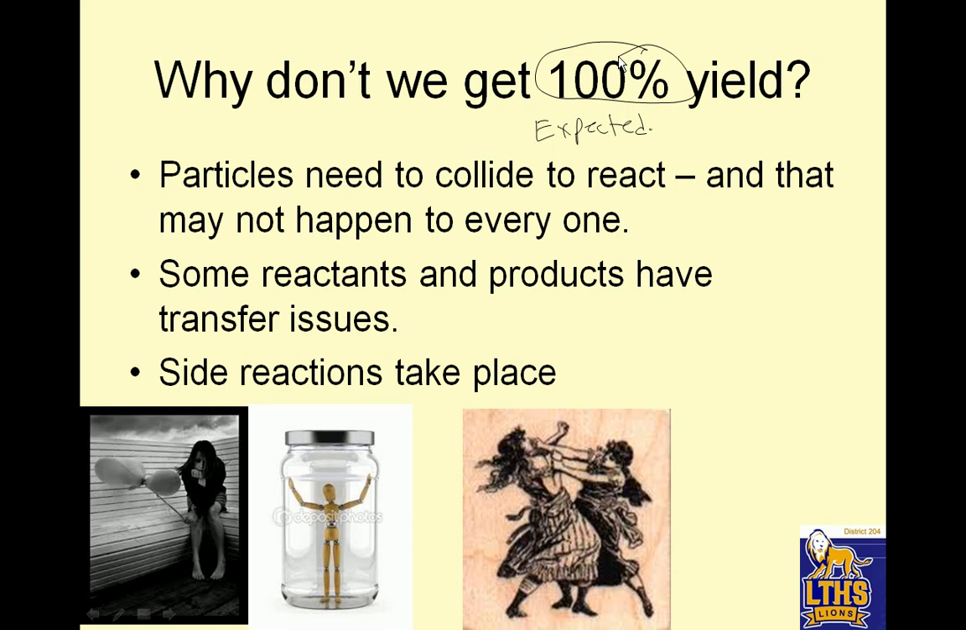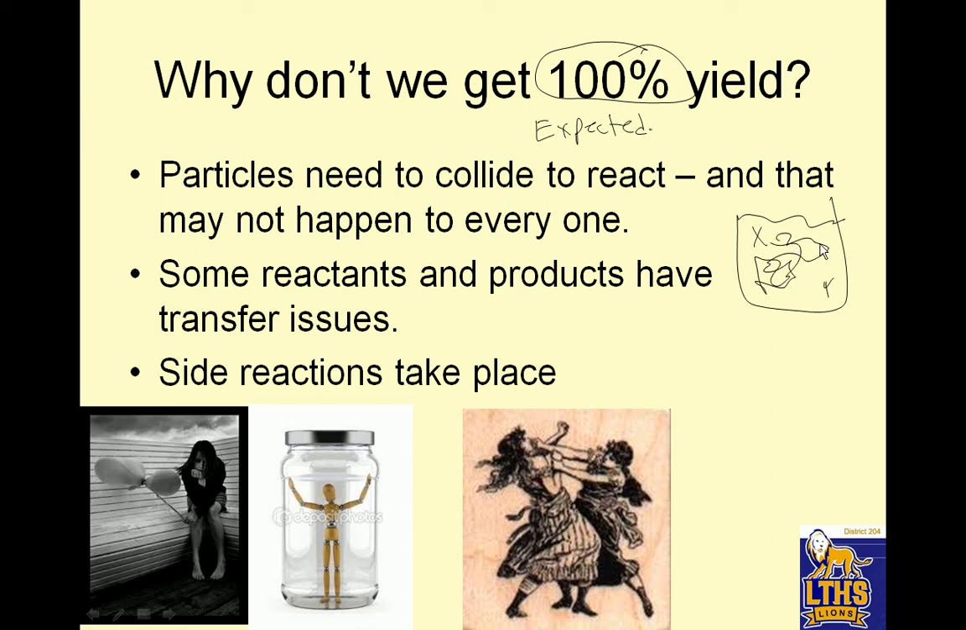Why we don't get 100% yield here is that particles need to collide to react. When they react, they have to bump into each other, and that may not happen to everyone. If I've got a reaction where X has to react with Y, and they're in solution or something like that, it's possible that these guys just never find each other. Oh, how sad.